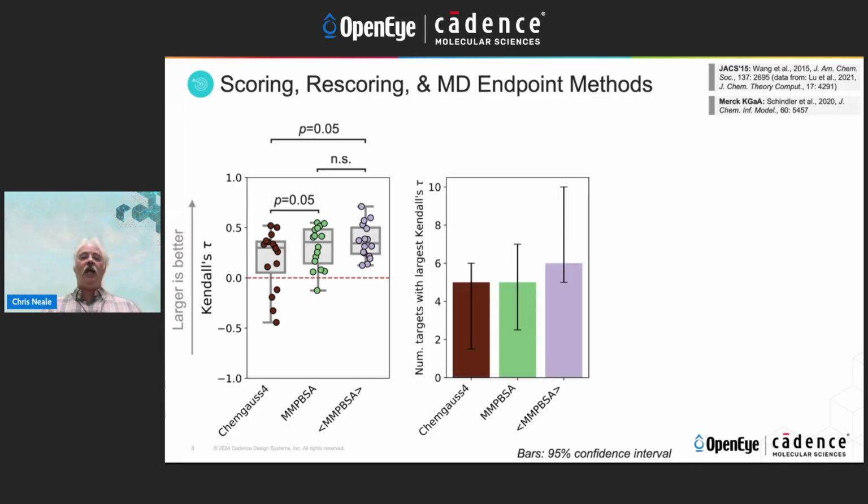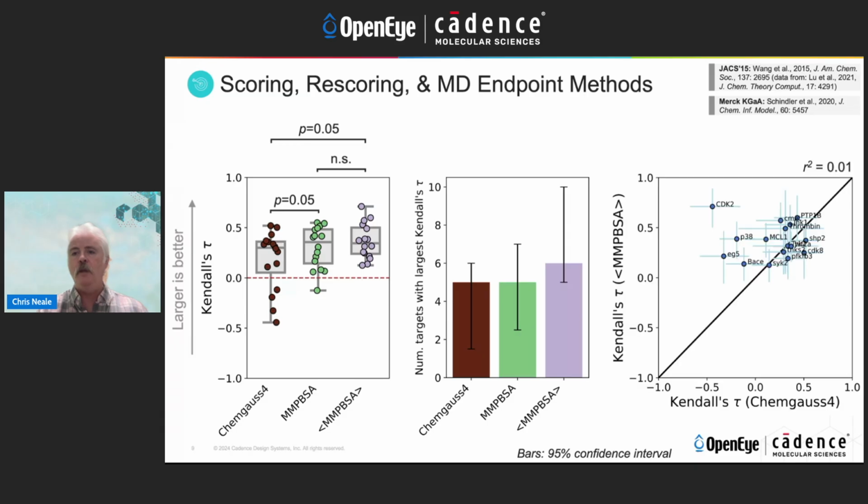Another way of looking at this data is to just ask which method is the best for each of those 16 targets. So this is just a histogram showing that for 5 of those targets, our ChemGauss-4 docking score was actually the best of these 3. That's quite surprising because it's not what it was designed for, and it's very fast. But then for 11 of the 16 targets, either MMPBSA or the ensemble averaged MMPBSA had a larger Kendall's tau. Here the vertical bars are the 95% confidence interval. Another way we can try and understand this data is just by looking at the scatter plot between taus from two different methods.